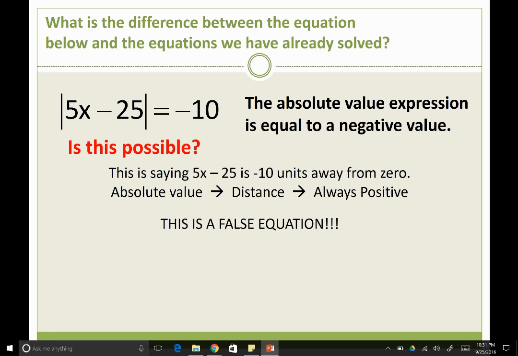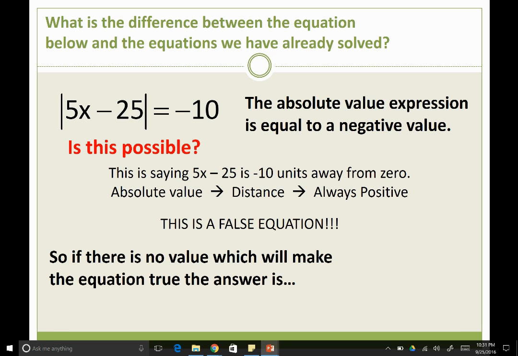This equation is a false equation. And if it's a false equation, well, then what is going to make a false equation true? And the answer is nothing. There would never be a number in all of existence that will make this equation true. When the absolute value bars are by themselves equal to a negative number, the solution is no solution.